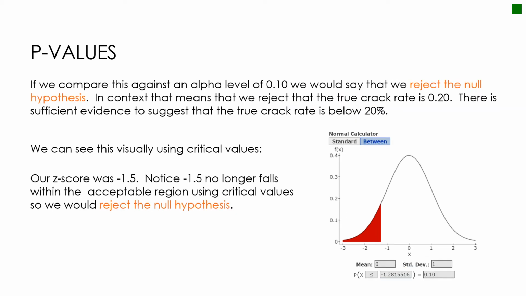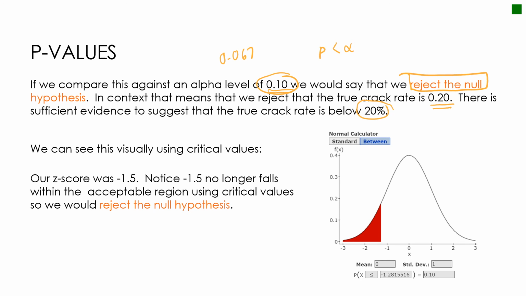Now, let's say we still are using our 0.067 that we found for our last example. What if I'm comparing it to 10% now? Well, if I'm comparing it to 10%, then p is actually less than alpha. And if p is less than alpha, then I have to reject the null. I'm saying, in context, that means I reject that the true crack rate is 20%. There is evidence to suggest that the crack rate is below 20%. And again, all based on the fact that I'm choosing a different alpha.